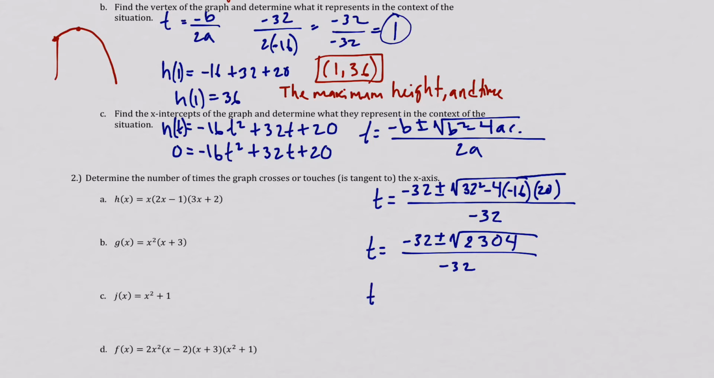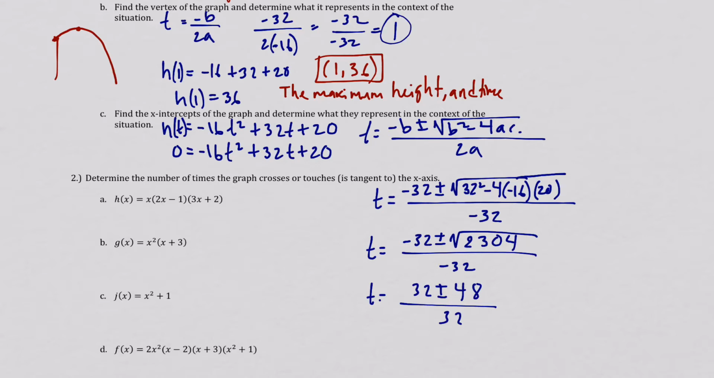You're going to simplify that down and get two solutions. Remember, here you have plus radical 2304, which you can just punch into the calculator, and minus radical 2304. So radical 2304 is 48, so it's just negative 32 plus or minus 48 all over negative 32. At this point, I can just cancel the negatives right there with the 32.